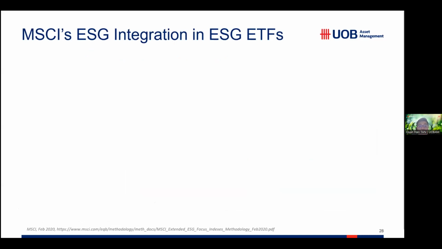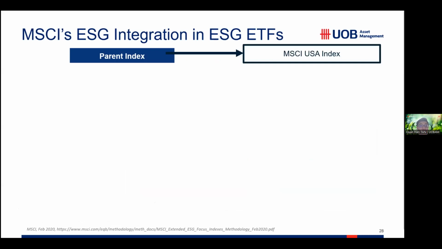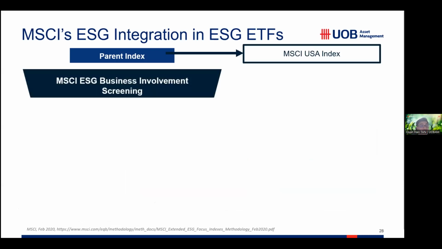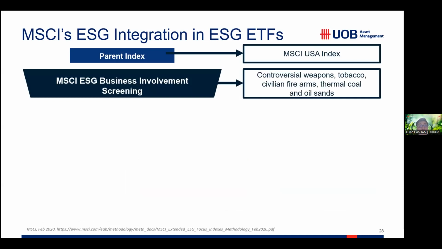Now, with these MSCI indexes, let me walk everyone through the construction process, how ESG is actually incorporated into the index methodology. The ESG indexes are first constructed by selecting the constituents of the parent index. As you can see here, for the case of US equities, it's the MSCI USA index. So this is the parent index. Then from this universe, the MSCI ESG business involvement screen is applied. Companies that are involved in controversial weapons, tobacco, civilian firearms, thermal coal, oil sands, such business activities are all excluded. So the screening removes some of these companies that make money from these controversial businesses.